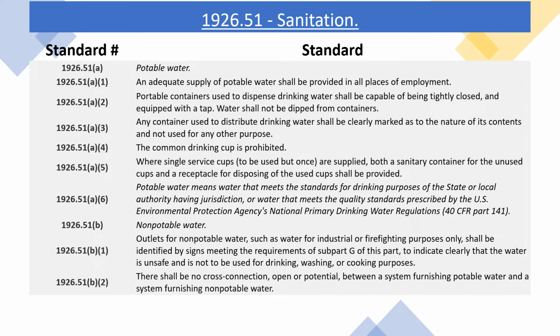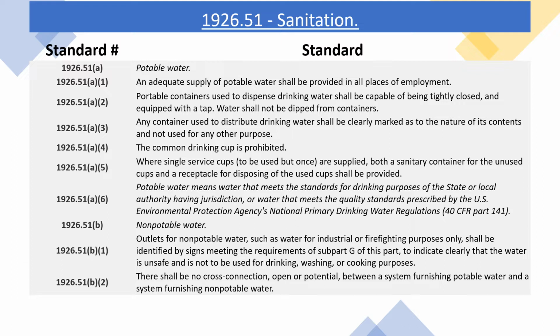1926.51 Sanitation. 1926.51(a) Potable water. 1926.51(a)(1) An adequate supply of potable water shall be provided in all places of employment. 1926.51(a)(2) Portable containers used to dispense drinking water shall be capable of being tightly closed and equipped with a tap.